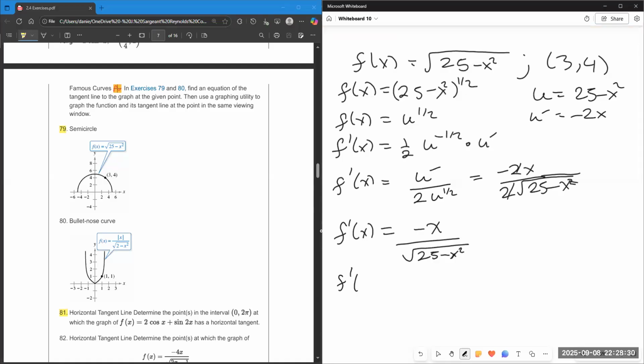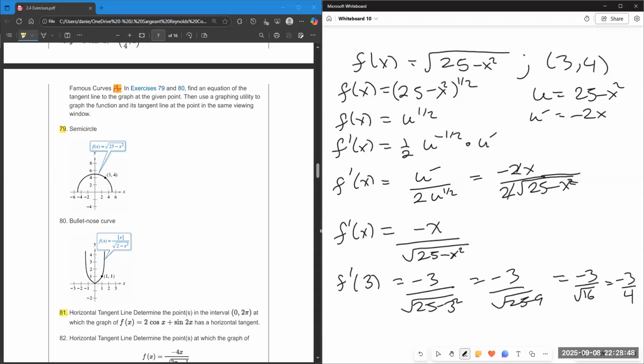F prime at 3 will be negative 3 over root 25 minus 3 squared. So negative 3 over root 25 minus 9 is negative 3 over root 16. So negative 3 over 4.